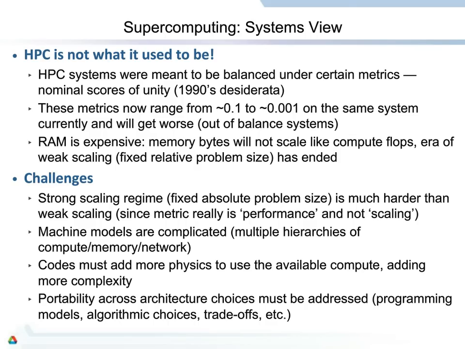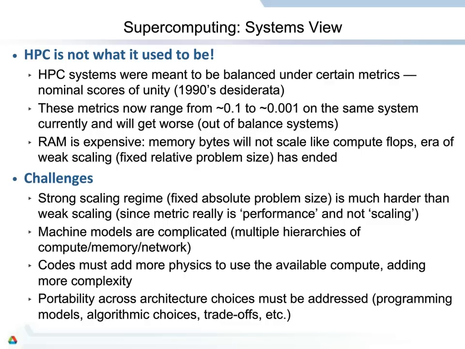Secondly, in order to really do well in the strong scaling regime, your codes must add more physics because you need more computation now. And adding more physics is obviously going to make everything more complicated. You have more multi-scale, more multi-physics tasks. So the point I'm trying to make is that the computational problems are going to be much harder, and putting them on the machines is going to be much harder.